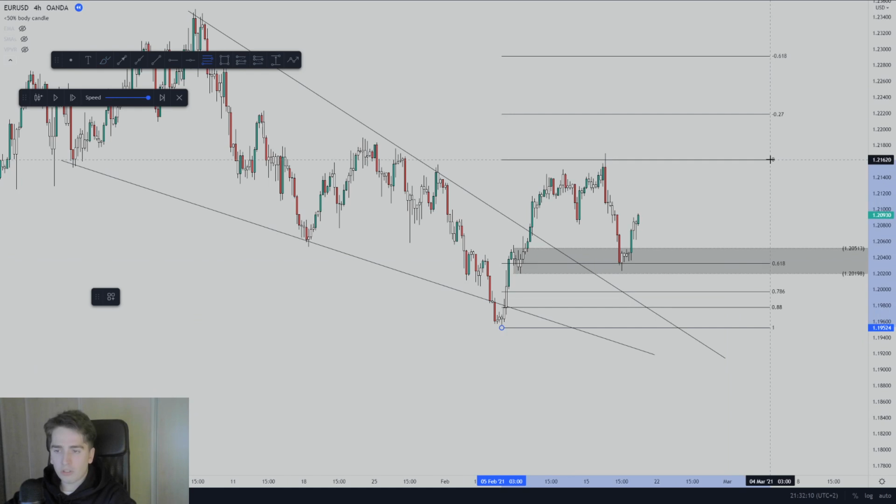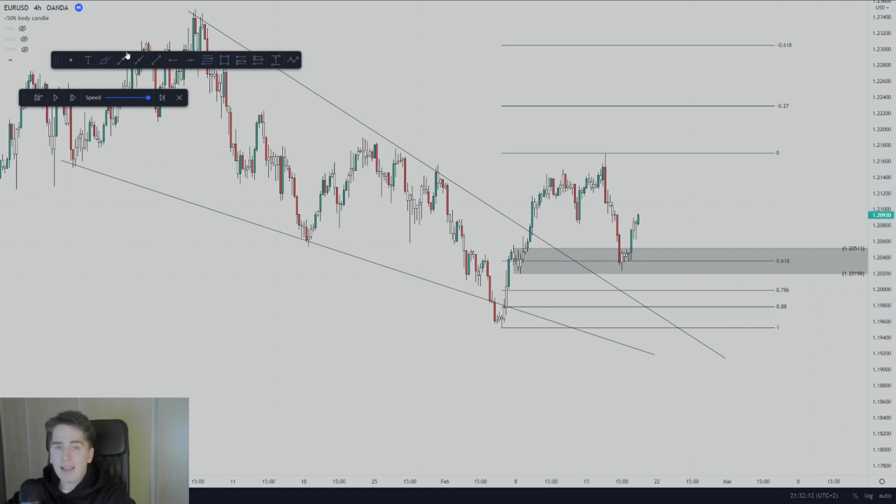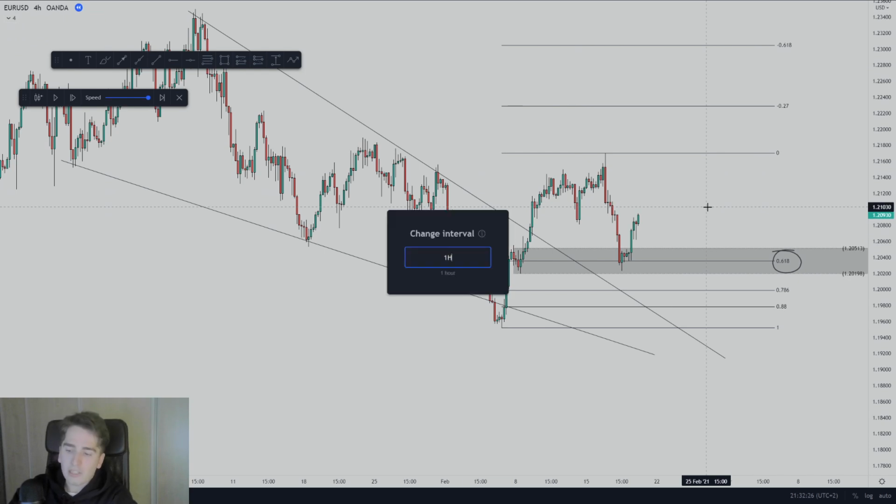Next thing that you want to do is draw on your fib, for instance, and then what you'll see is that the 618 Fibonacci level aligns beautifully with that 4 hour basing structure. So now, just turning off my 50% body candles just to make the chart a little bit more clear, we can now start looking for essentially our entries.